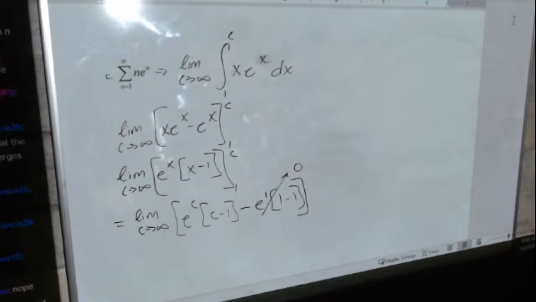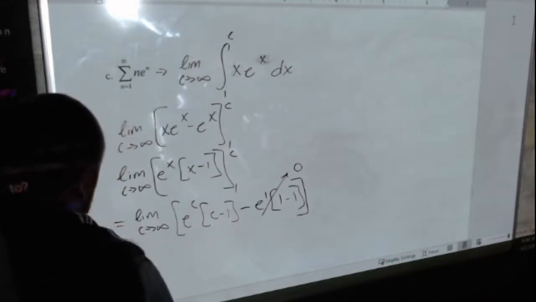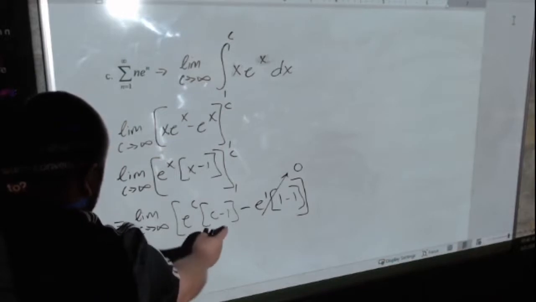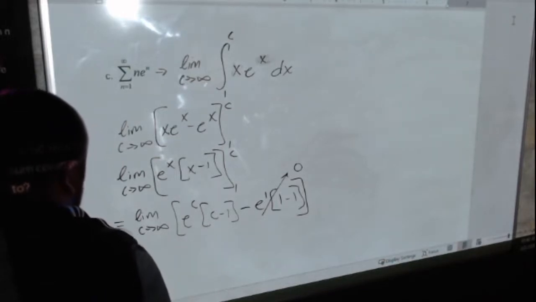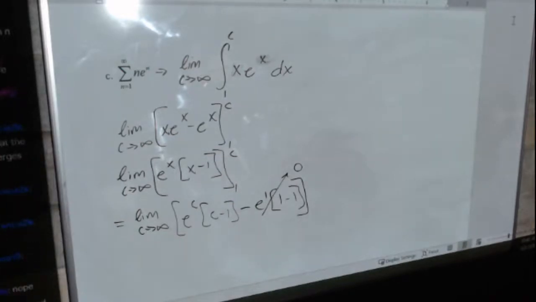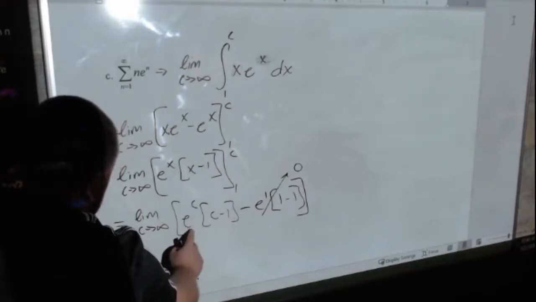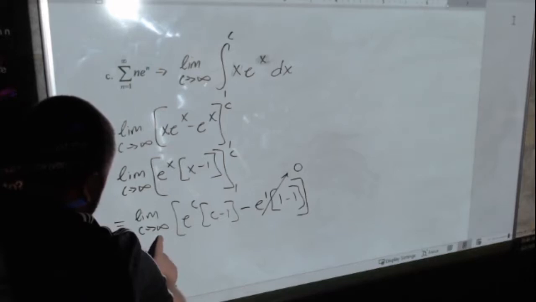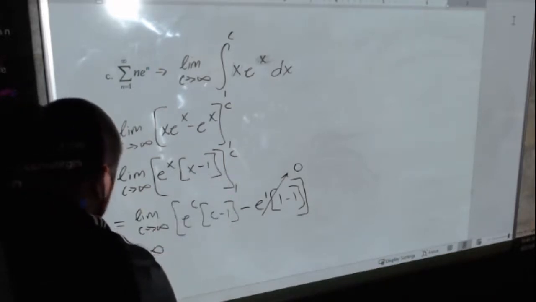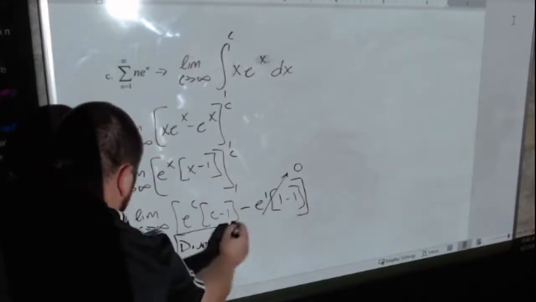And I think we've had this discussion once before, but we've got e to the c times a linear function. So the question is, which one of these functions increases more quickly? And so we came to the conclusion that e to the c obviously does. So it will dictate what the combination of these two do. So e to the c, when c goes to infinity, heads off towards infinity. So this whole thing gives us infinity, and therefore diverges.